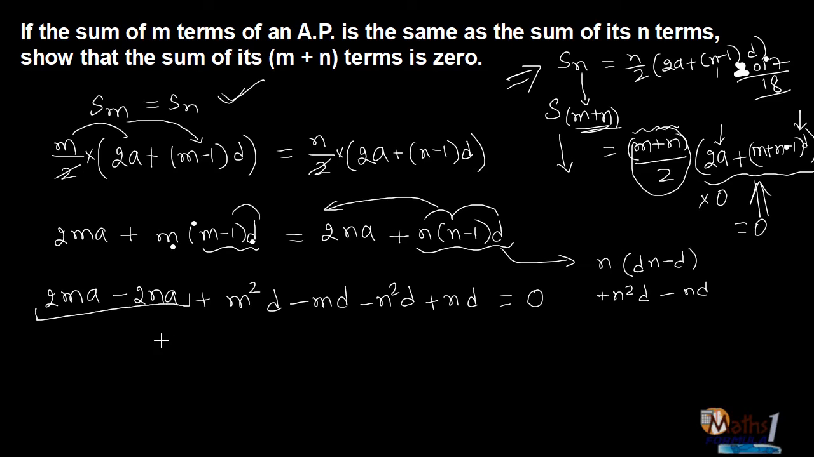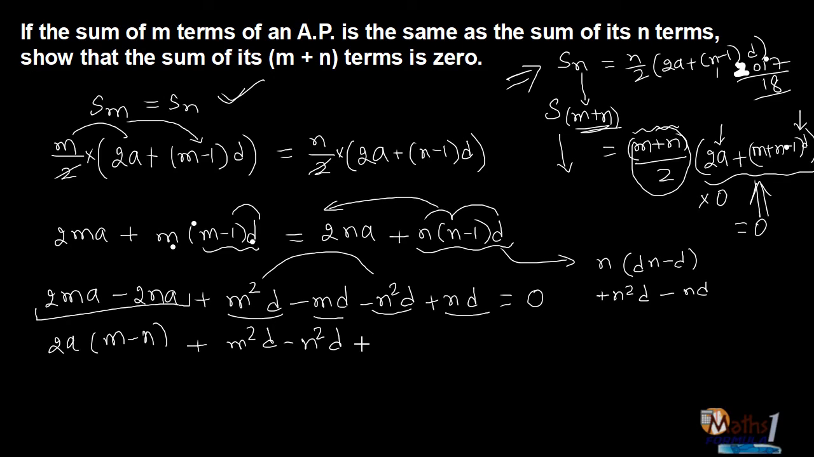I have these two as values, so what I can do here is take 2a common. I'll have m minus n. Let's look at this one. Here m square and n square are there, and if I take d out, let's regroup them first: m square d minus n square d, then minus md plus nd, equals 0. So here we'll take d common.